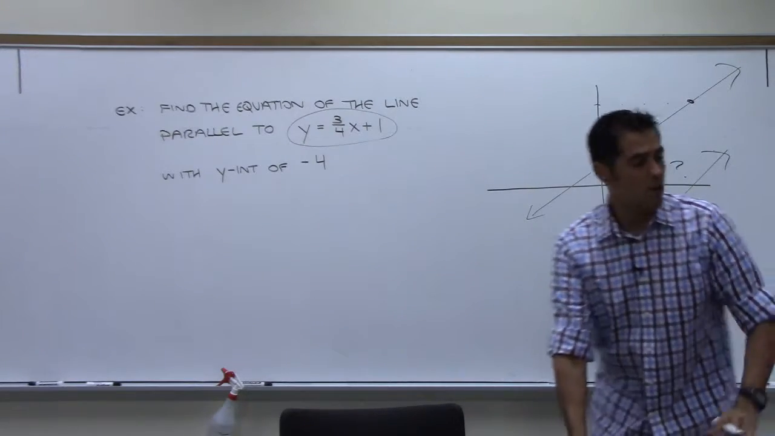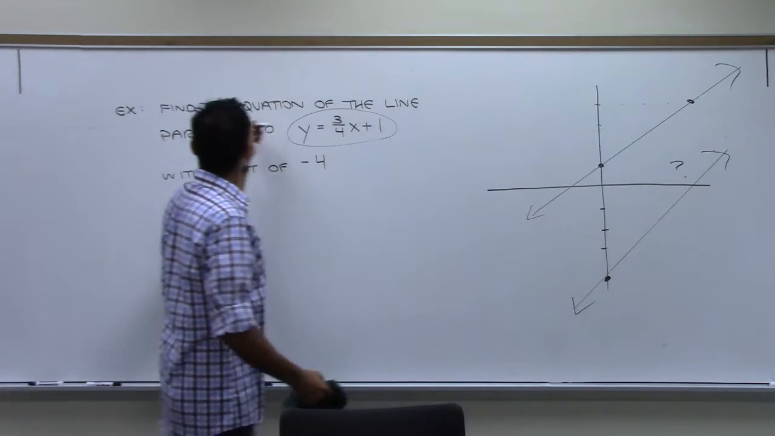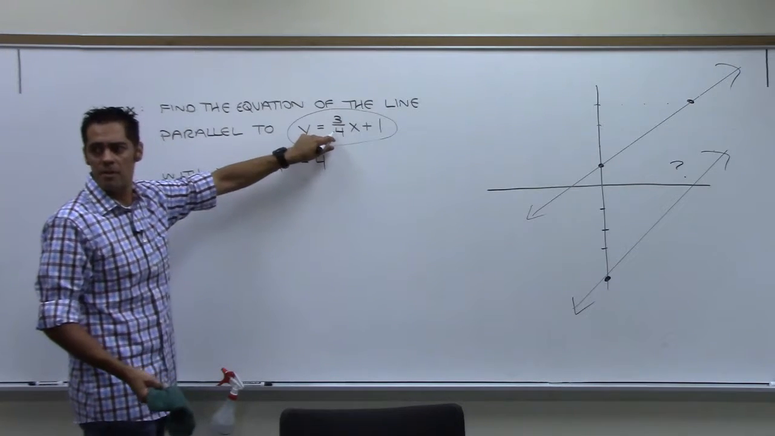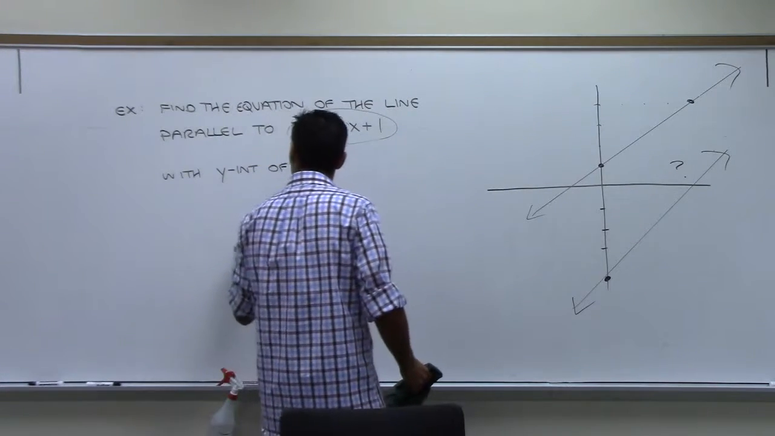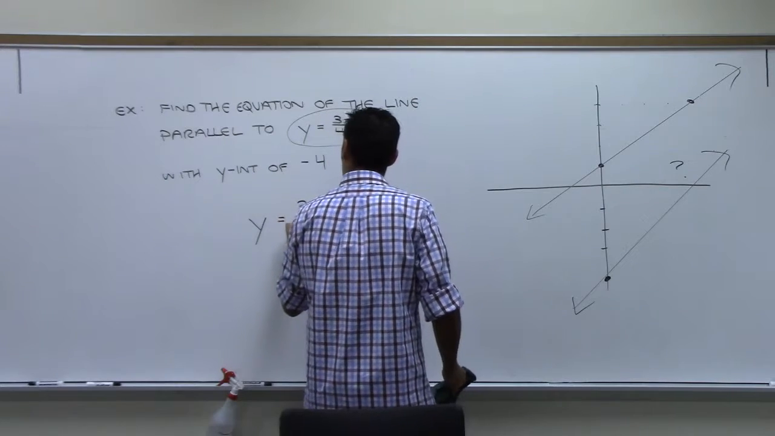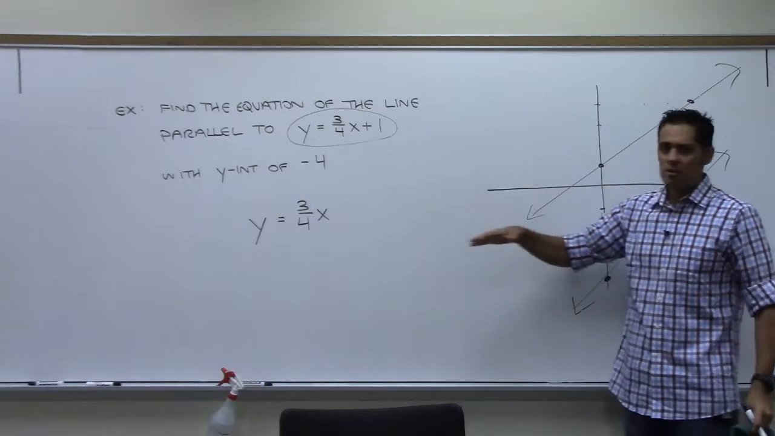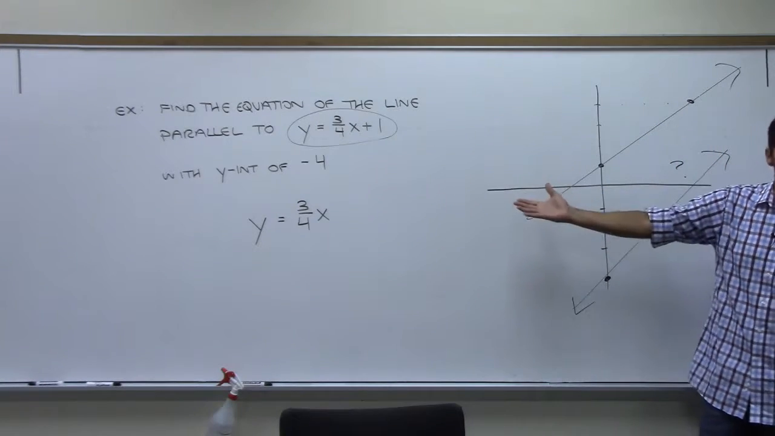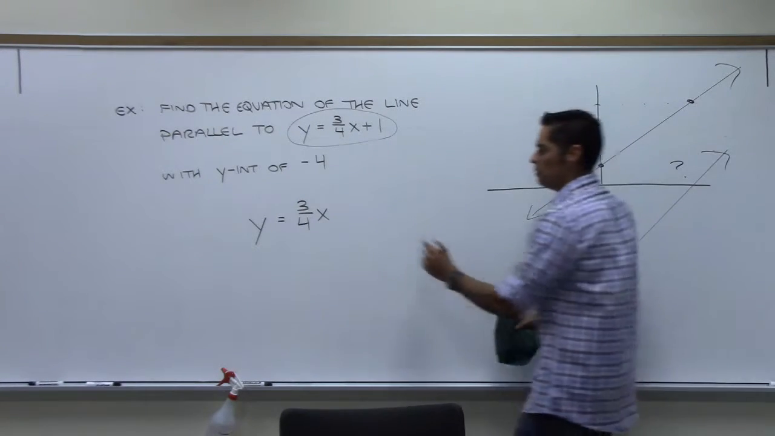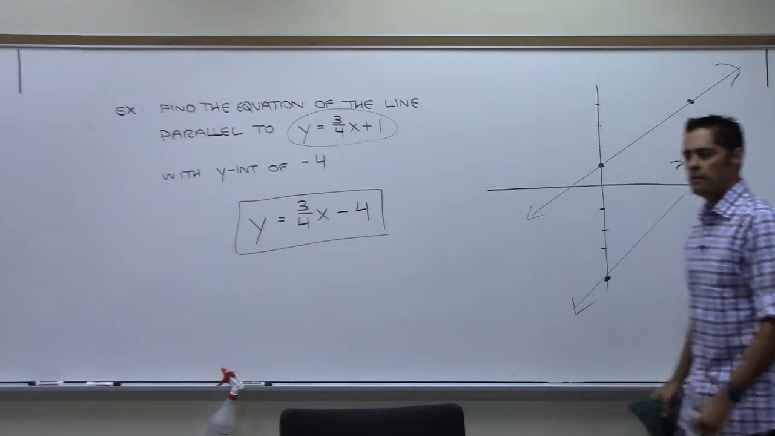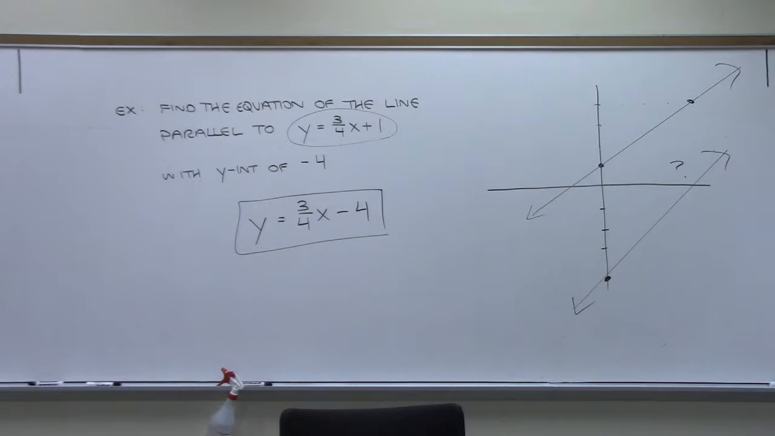So you already know that because it's parallel, it must share the same slope, right? So it has to have the same slope as this line. So the line that we want must be 3/4 x. At the minimum, that's it, right? That's a parallel. Now it's just a matter of what's the y-intercept. And they tell us, right? -4. Done. Any questions? Is that pretty straightforward?